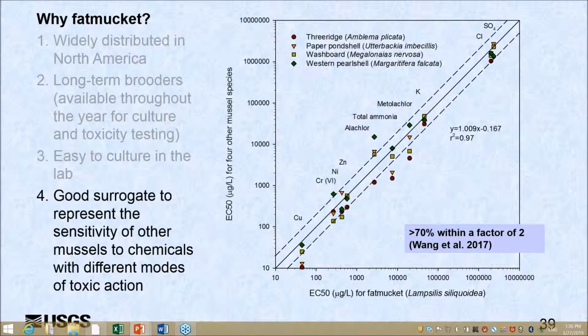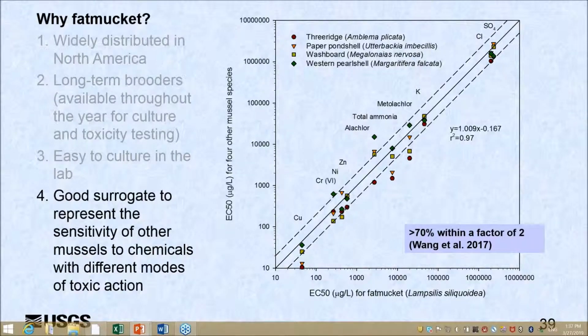EC50. More than 70% of EC50s from these 4 species are within a factor of 2 of the fatmucket EC50. So that's the mussel, and you can also see the mussel sensitivity among different chemicals is quite similar, not like other taxa like fish or insects, where there could be substantial differences among the species.